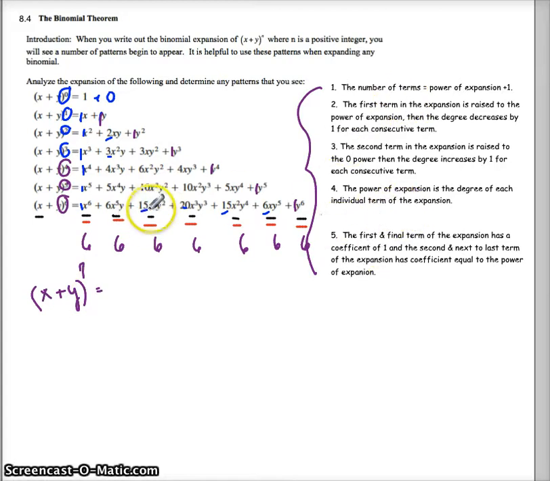Now, I know that you will not be able to come up with all of the coefficients using the patterns that we've learned, but you should be able to come up with the first two and the last two. So for the coefficients that we have not discussed, just draw a little horizontal line, leaving a space for that. Please pause the screencast and use these patterns to expand x plus y to the 7th.